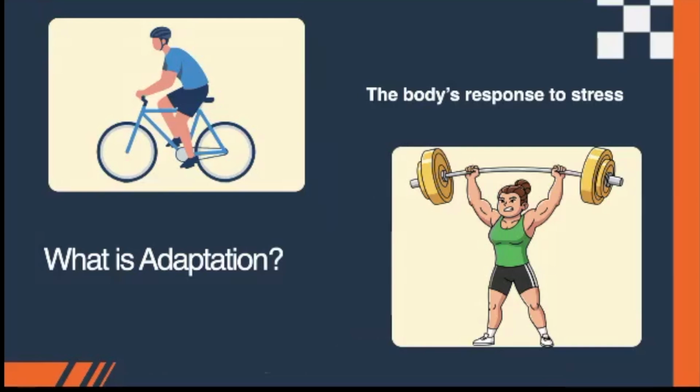What is an adaptation? Easiest to define, it's the body's response to stress, stressors or stimuli. If we think about the cyclist right here, and if you know cyclists, they go on these long, massive rides, where 30 miles is like a bare minimum. Some of them go 50 to 100 miles, right? That's a stressor that your body has to adapt to. Same thing with this woman here doing the Olympic lift, throwing the barbell overhead. Power and strength are stressors that the body has to adapt to.